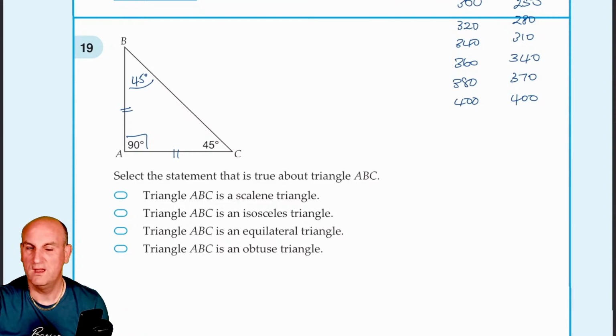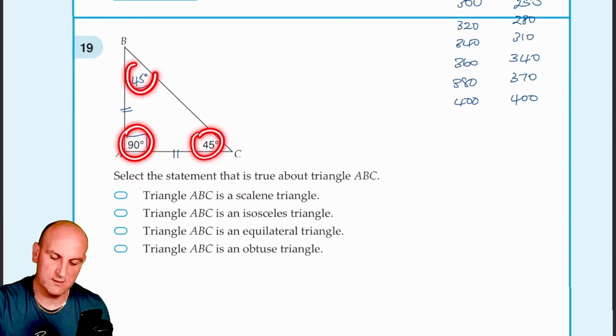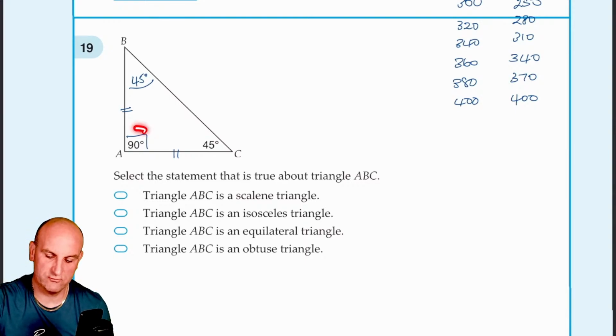Scalene means what? All the sides are different lengths? No, ABC is isosceles. That's looking likely. Triangle ABC is equilateral. Nope, for it to be equilateral, all of the angles would have to be the same, 60 degrees. Triangle ABC is obtuse. Certainly not. It is right angled.